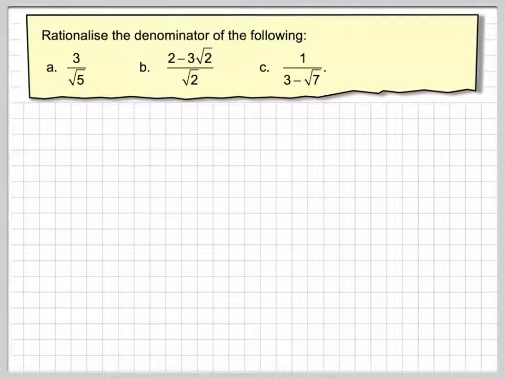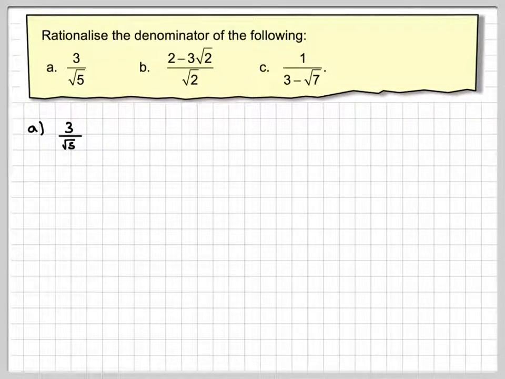Right, in this video it says rationalise the denominator of the following. So we've got A, 3 over root 5, B, 2 minus 3 root 2 over root 2, C, 1 over 3 minus root 7. Right, so we've got 3 over root 5.